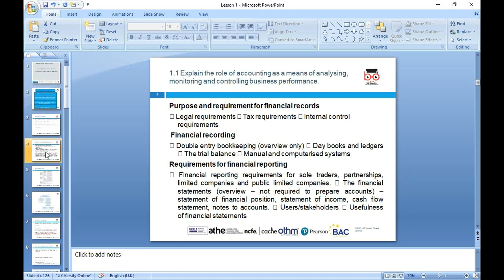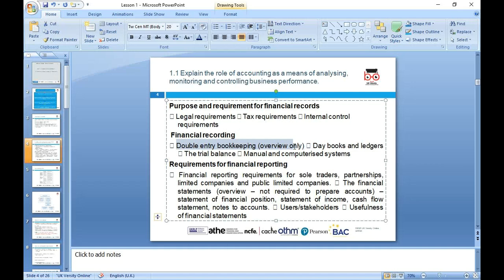The purpose of the requirement: financial record is a legal requirement. It's a tax requirement. It's an internal control. We want to see where we spend money, how much we spend, our company's cash position last year and this year, our asset position. All this we can look at in a few companies' financial statements in today's lesson as well.